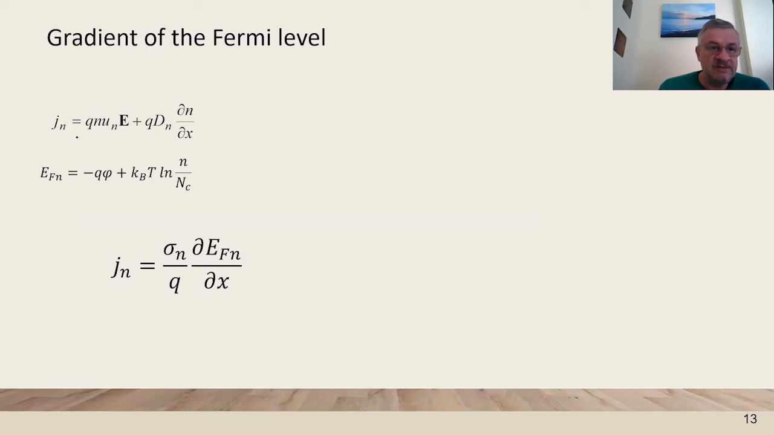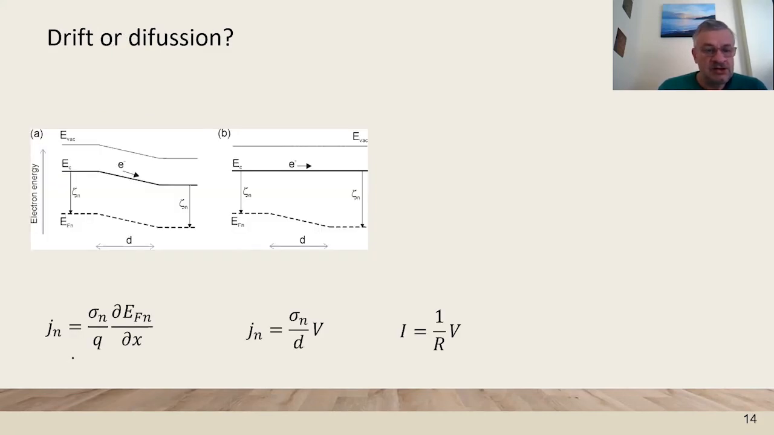It means that we can combine the drift and diffusion into a single equation for transport, using the expression of the Fermi level in terms of electrical potential and the density of charge. If we combine the two equations, we have the expression of the electrical current, which depends only on the electrical conductivity and the gradient of the Fermi level. So there is an expression that combines drift and diffusion. Using this general expression, we can interpret the transport in terms of the gradient of the Fermi level.